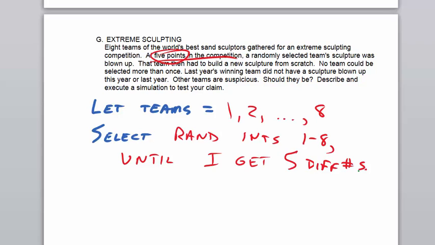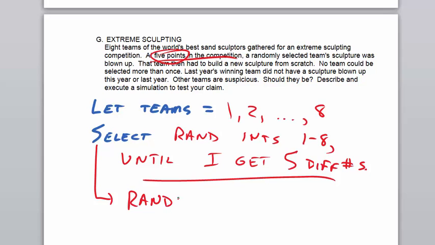So then I just need to run this simulation. I've already described this in a way that the AP would want, 5 different numbers, and now I'm going to run this using my Inspire. The command that I'm going to use is randint from 1 to 8. Normally I would like to run this like 5 times, or since it was 2 years in a row, a total of 10 times. I'm going to run it for 20 choices just to make sure that I don't have any repeats.